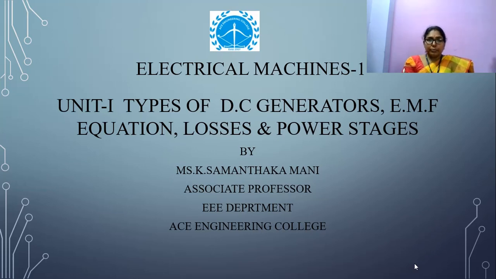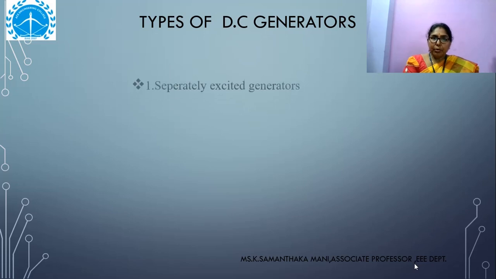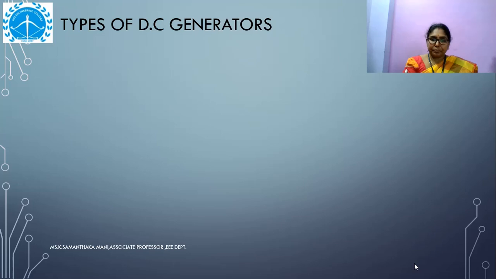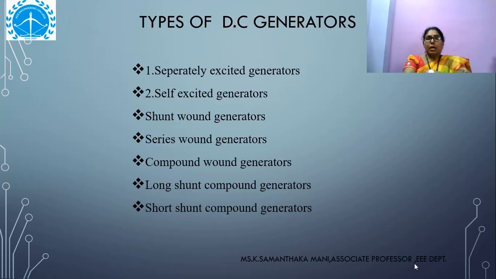Today I would like to give a presentation on types of DC generators, EMF equation, losses and power stages. In the earlier class, we discussed the construction of DC generators, the different materials used for each and every part, and the principle of operation of a DC generator. Today we are going to discuss the types of DC generators and how the classification is done. The DC generators are classified based on the type of excitation used for that particular generator.